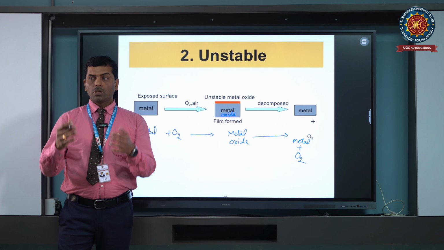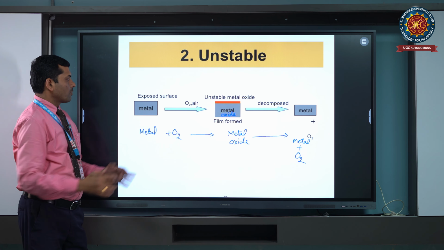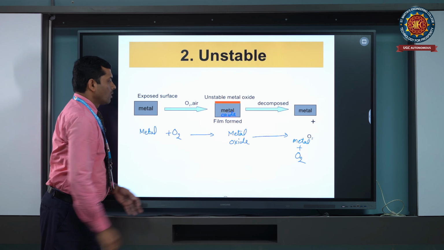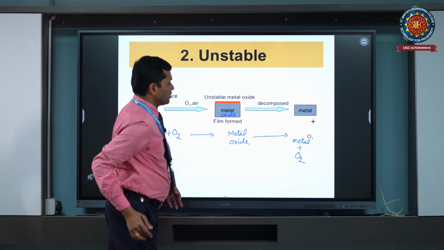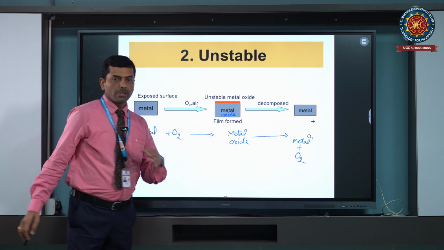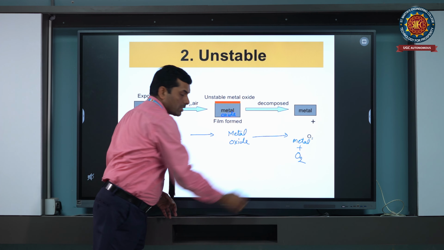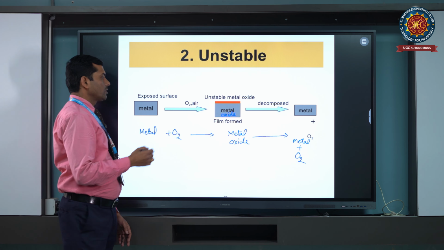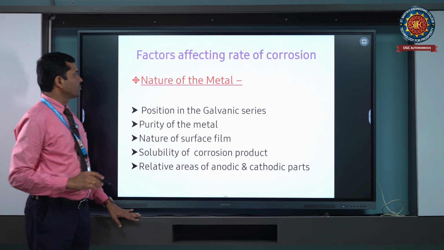You can take an example: iron is converted to iron oxide. Next, copper is converted to copper oxide. Next, aluminum is converted to aluminum trioxide. Next, it is completely decomposed. So the metal oxide is completely decomposed, and we get the final product, corroded metal plus oxygen. So this is the general process we can see in the corrosion process.